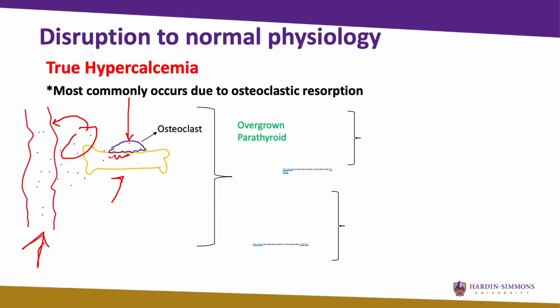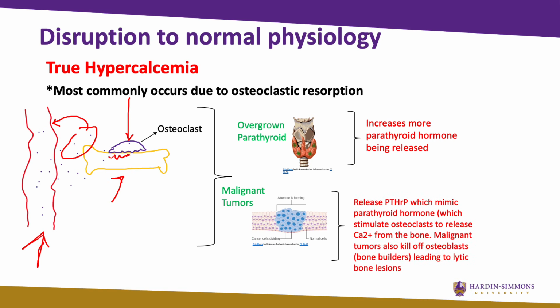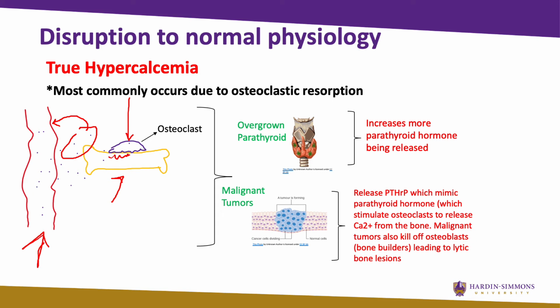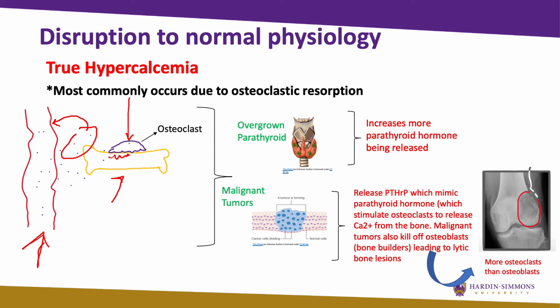And some ways that can occur is from that overgrown parathyroid, which increases more parathyroid hormone to be released, or malignant tumors, which release PTHrP, which is a parathyroid hormone related protein, and that protein mimics our parathyroid hormone's job. Remember, our parathyroid hormone stimulates osteoclasts and osteoblasts, which osteoblasts are bone building cells. Some tumors cause the osteoblasts to die off, which can lead to lytic bone lesions. That's typically seen in malignancies, and it's because we have more osteoclasts than osteoblasts.